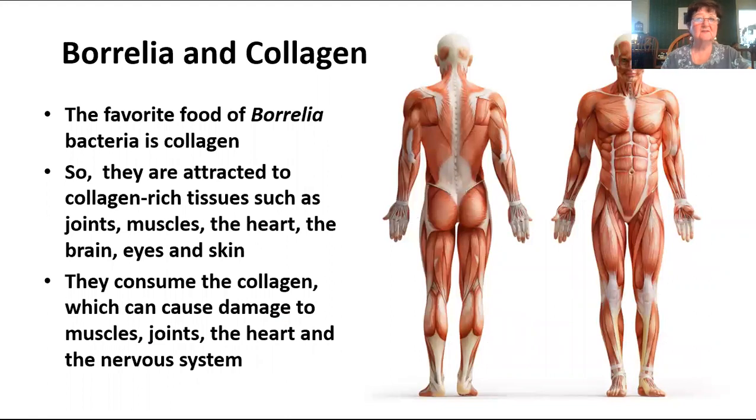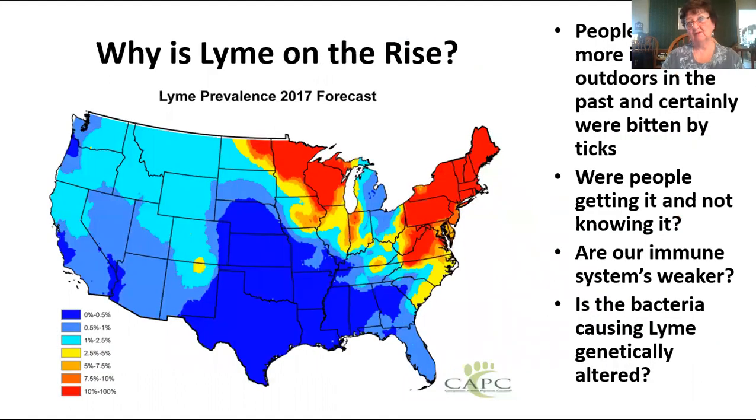Now, what is its favorite food? Collagen. So they are attracted to collagen-rich areas, where there's muscles, where there's fluid in the joints, in the brain, the eyes, the skin. They consume collagen, which can cause damage to muscles, joints, the heart, and the nervous system. So one of the answers is to give them collagen, and we'll talk about that in a few minutes.